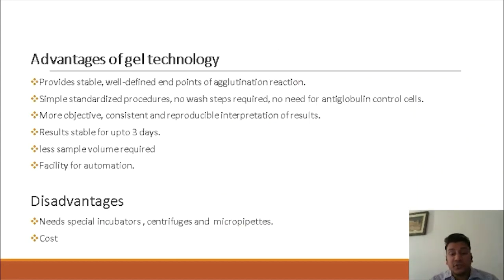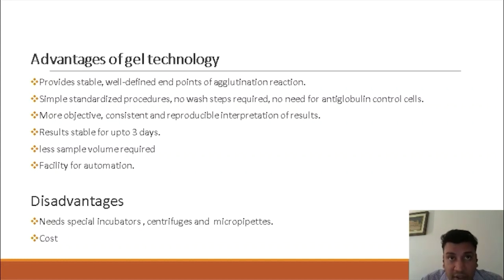The advantages of gel technology are many. It provides a very stable, well-defined endpoint of agglutination. It's very clear what is a 4 plus, 3 plus, and 2 plus. It is very simple to standardize this procedure. No washing is required, and also the results are very much objective. They can be stored for up to 3 days, and reproducibility is very good on this platform. Also, the volume of sample required is much less, and again, gel technology has the facility for automation.